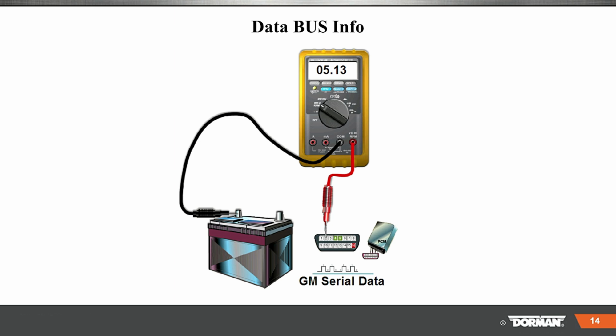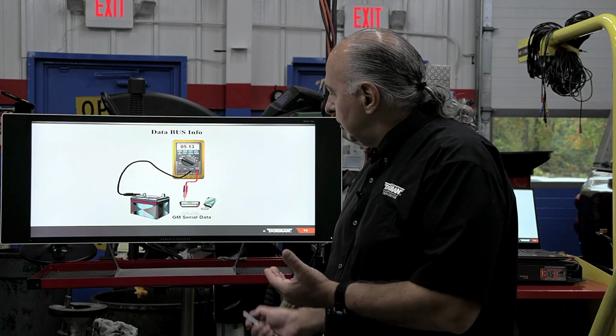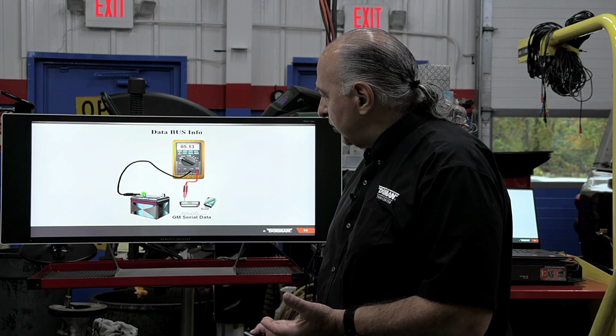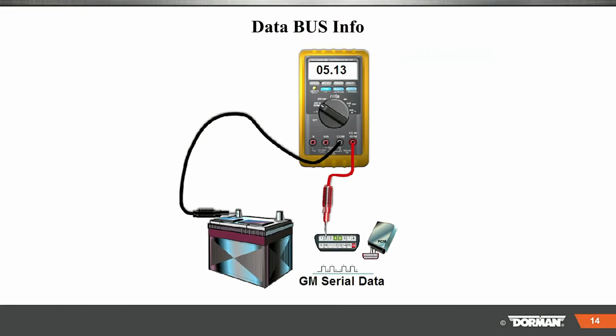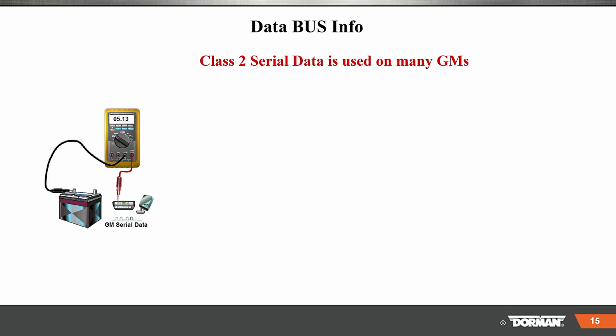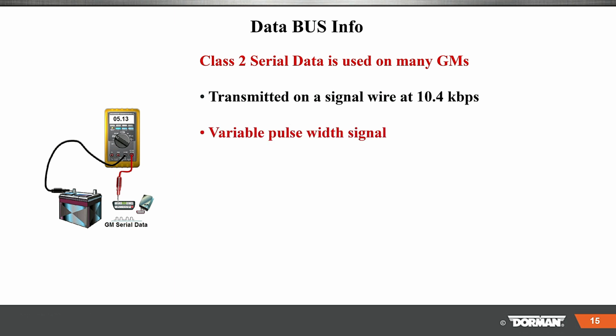Okay, let's look at Class 2. Class 2 has been around for years, okay? Highly used. And Class 2, we can get a voltage like this. We can go to a good ground and pin number 2 of a 16 cavity connector. Pin 2, okay? So serial data used on many GMs, okay? It transmits on a single wire at 10,400 bits of information per second. Variable pulse width signal, so it's VPW, okay?